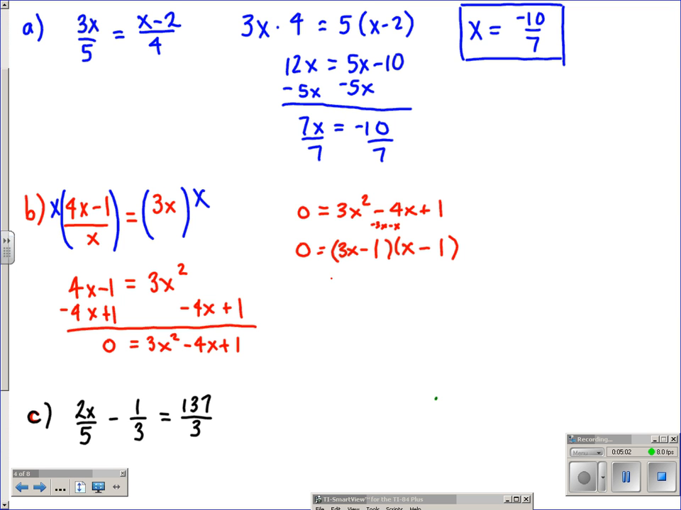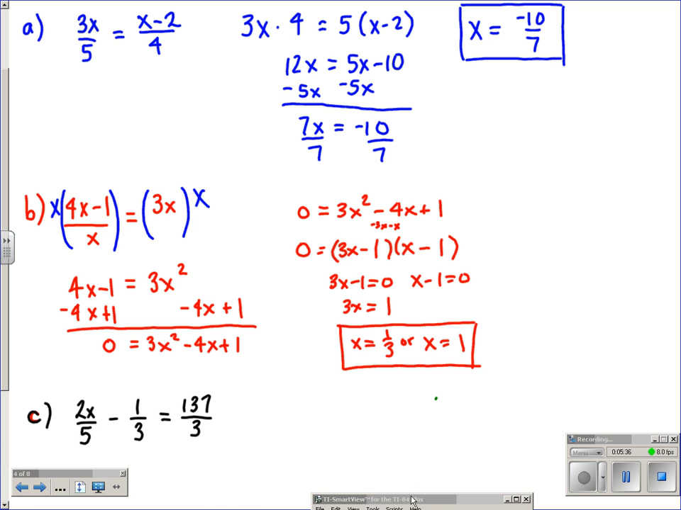So use our zero product property. 3x minus 1 should equal 0, and x minus 1 should equal 0. Add our 1. We've got 3 times some number equals 1, which means that x should equal 1/3. Add our 1 to each side here. We get x equals 1. So we actually end up with 2 different answers on this one. x equals 1/3 or x equals 1.